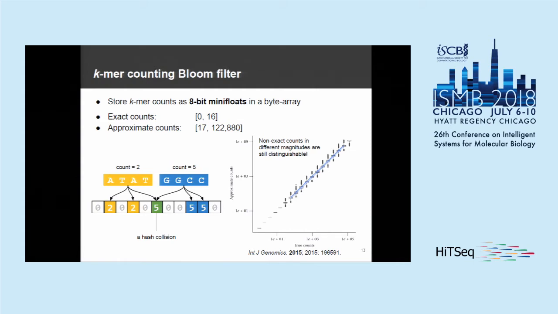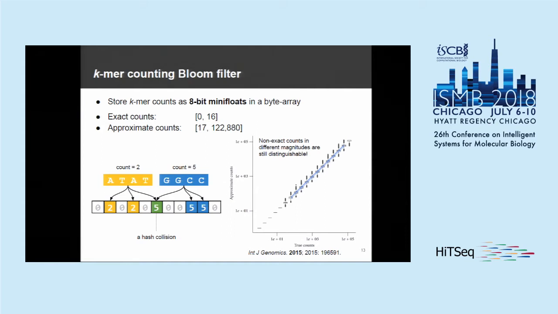To do that, we use a data structure called a k-mer counting Bloom filter. The way it works is it stores the k-mer counts as 8-bit minifloats in a byte array, as opposed to an array of ones and zeros in a regular Bloom filter. What's special about this 8-bit minifloat data type is that it can represent exact counts between 0 and 16. For numbers larger than 17, it will use approximate counts.